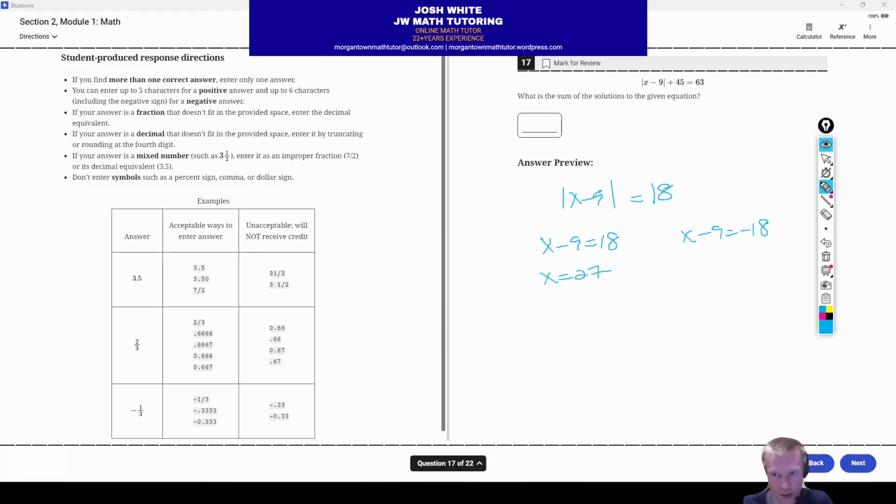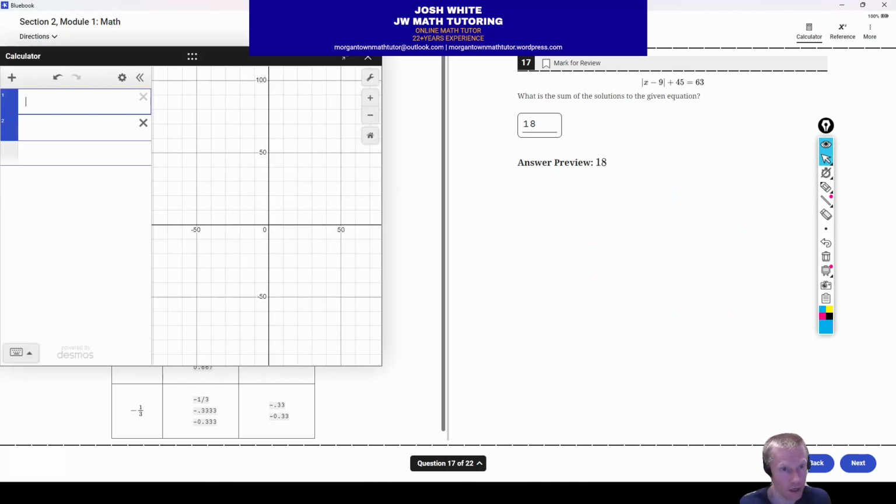X is going to equal 27. Or X is going to equal negative 9. Now be careful, they want the sum of these two values. So 27 plus negative 9 is equal to, should be 18. So correct answer for this one is going to be 18. Here's how you can get it in Desmos. Probably will be quicker.